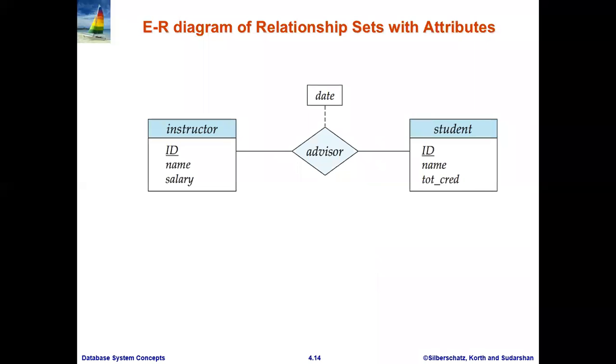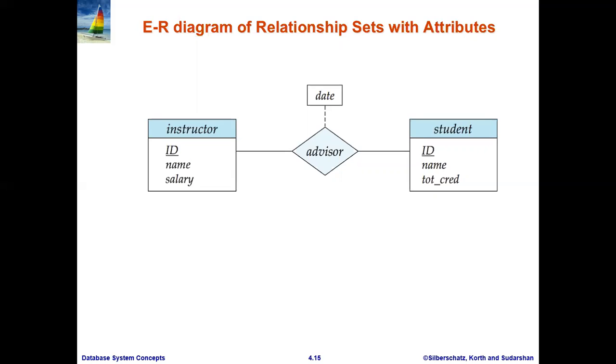Now we'll see the entity relationship diagram of relationship sets with attributes, and how it is represented graphically. So you can observe the instructor entity shown by using a rectangle, and in the rectangle the attributes of that entity instructor are mentioned.